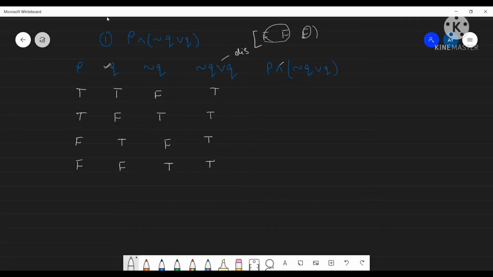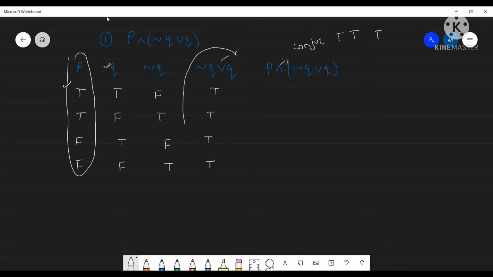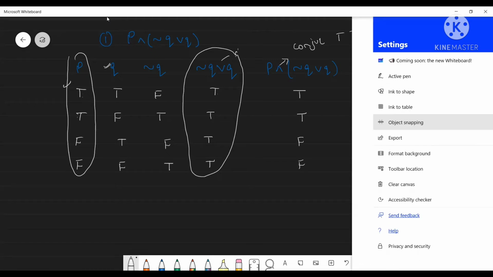Now coming to and. What is and? And is conjunction. What is the definition of conjunction? If both values are true, then only it is true. Otherwise it is false. Now see P, this column versus this column. P true gives you true, otherwise it is false. So here you have true, it gives you true. Here you have true, again it gives you true. Otherwise it is false. As you have F over here, these both will become false. Am I clear?